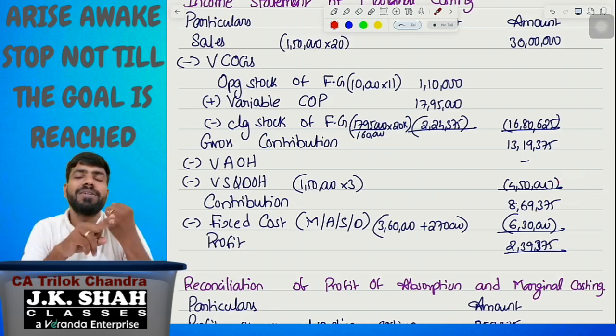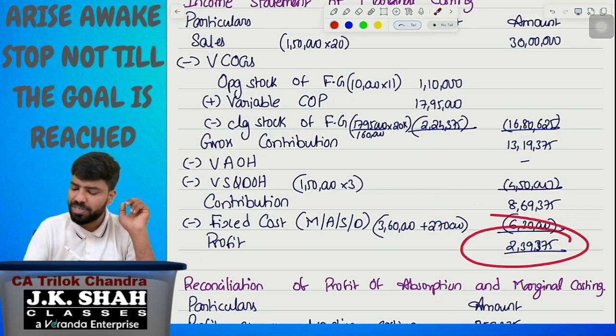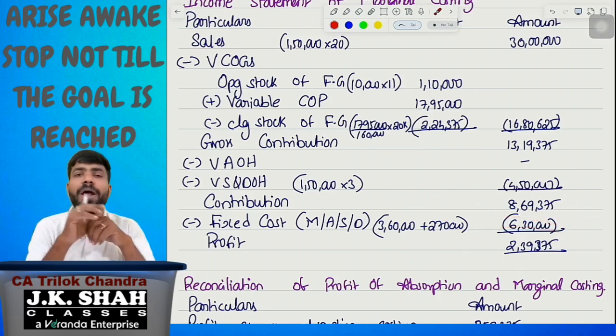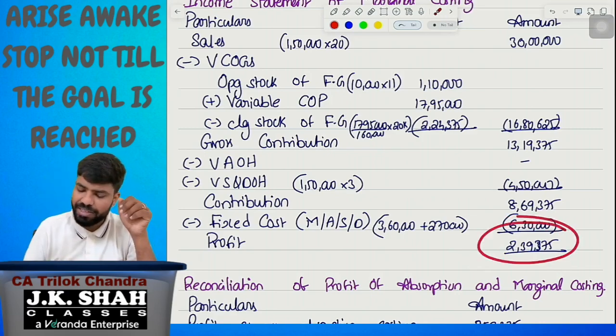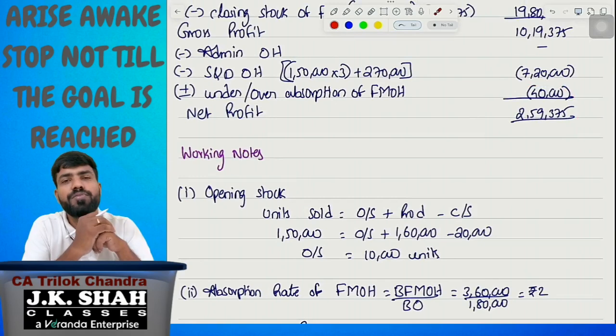Now we have to reduce fixed manufacturing, administration, selling and distribution. Manufacturing is 3,60,000, administration is 0, and selling is 2,70,000, 6,30,000. So profit is 2,39,375. So the profit according to marginal costing is 2,39,375. Under absorption costing it is 2,59,375. There is a difference of 20,000.